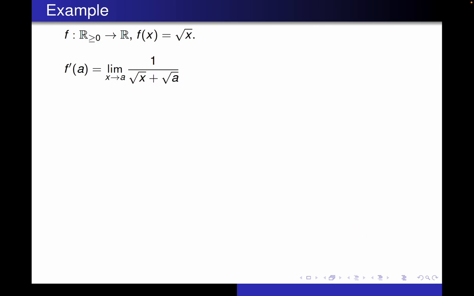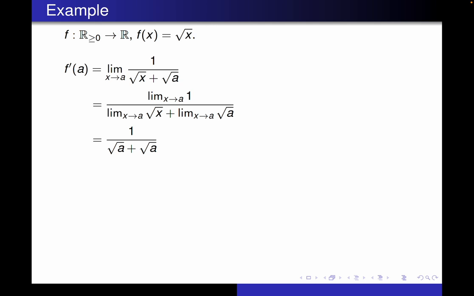So when we're taking the limit as x approaches a of 1 over square root of x plus square root of a, that is the same as 1 on the top, and on the bottom, the limit as x approaches a of square root of x plus the limit as x approaches a of square root of a. Now, two of those limits are just limits of constant functions, so those are not going to be terribly exciting, but they're going to be easy. And notice that the square root of x is continuous, so the limit as x approaches a of square root of x is going to be square root of a. So, boom, we get 1 over square root of a plus square root of a. If we simplify the denominator, we get 1 over 2 square root of a.